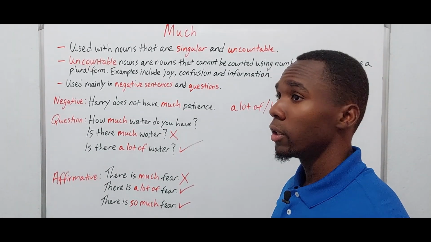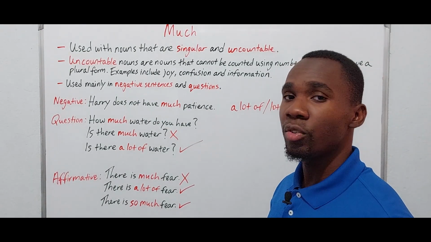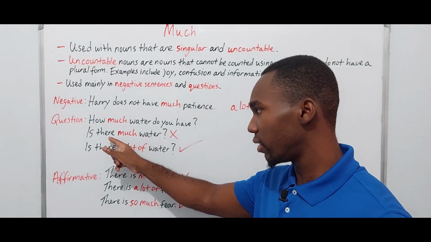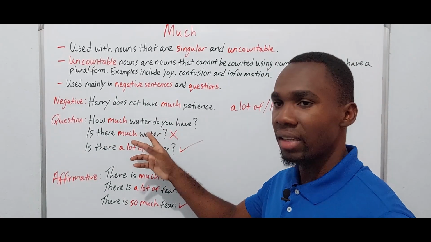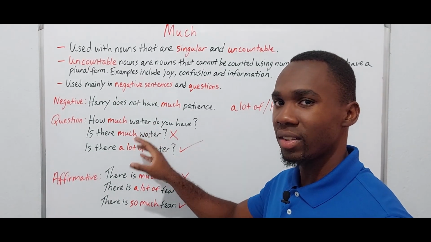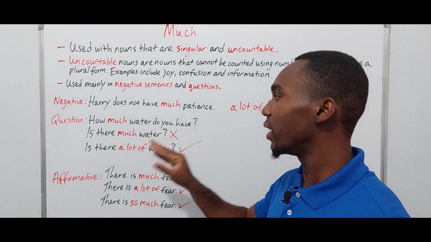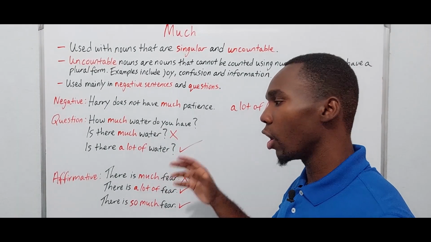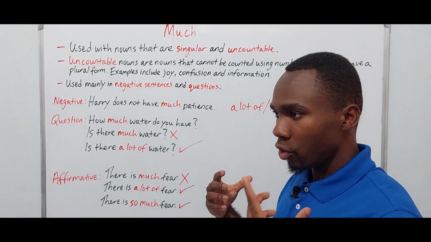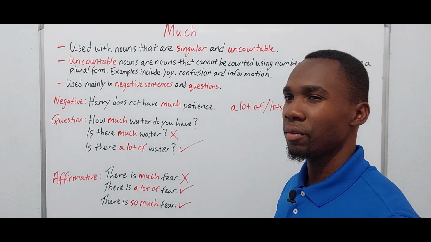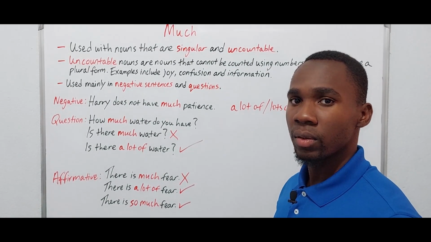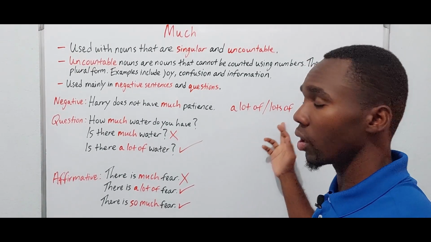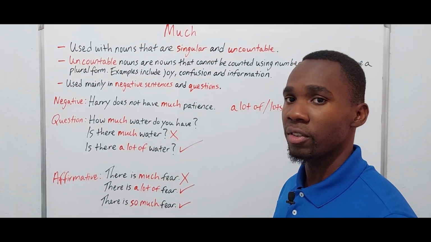Now, I would have told you that we don't really use much in the affirmative, and this is the reason that this is not really used. You wouldn't construct this like this. You wouldn't say is there much water, you would say is there a lot of water, right? Or is there lots of water? Because using much in the affirmative is regarded as very formal, right? But in the everyday usage of English, we would say a lot of or lots of in place of much when it comes to the affirmative.